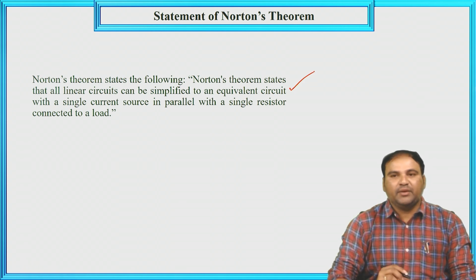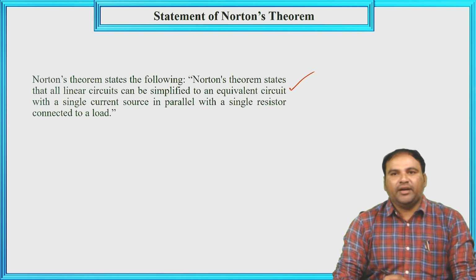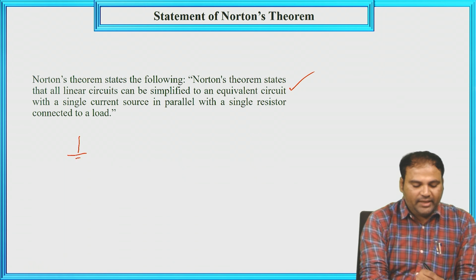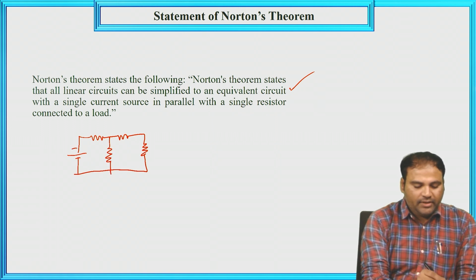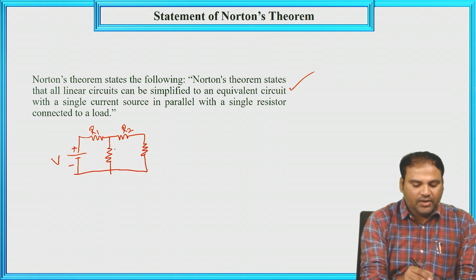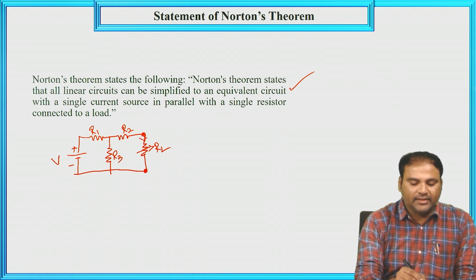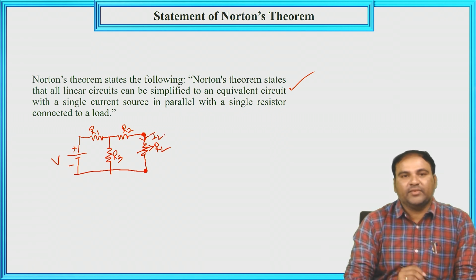According to the statement, I am taking one simple circuit. The circuit has two loops. Here the voltage source is V, the resistors are R1, R2 and R3, and the load is RL. Across this load we need to calculate the current. So we need to calculate the load current, that is IL, through the load resistor RL.